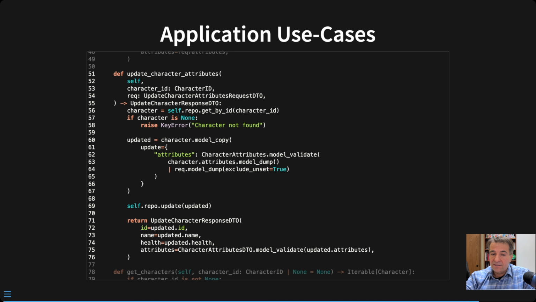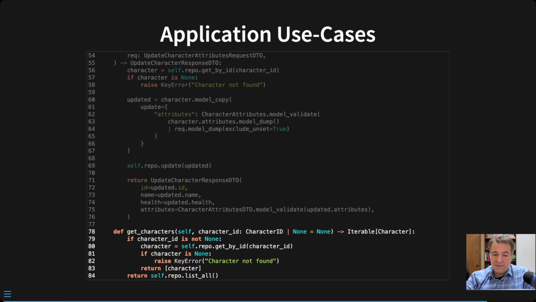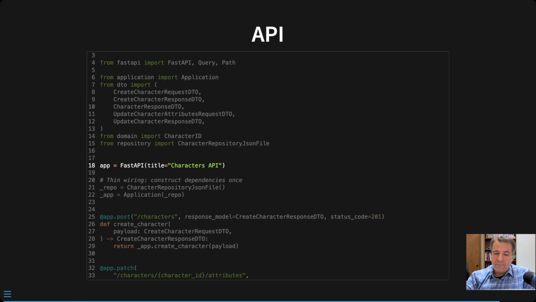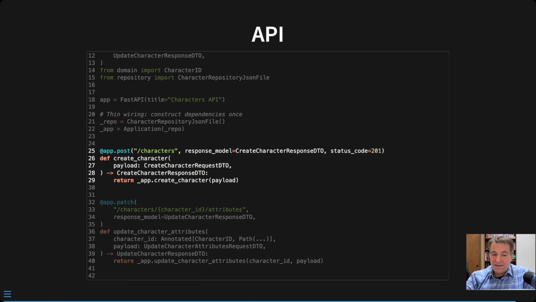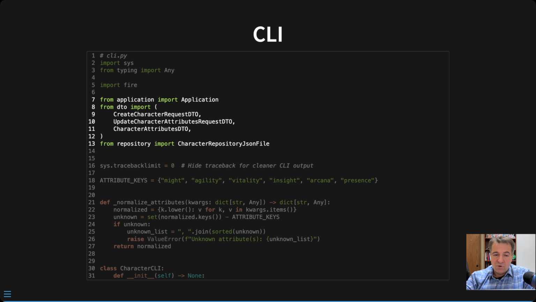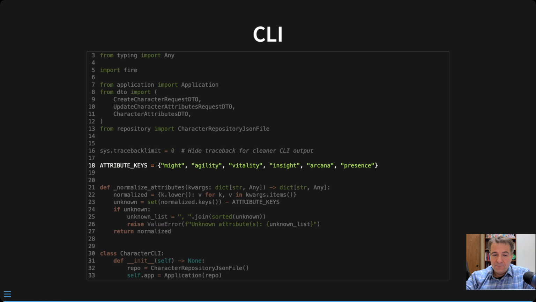Okay, update character attributes. This is the update function. And then get character API. So notice how simple the API is. It's really, we don't have any logic in here. And this is the command line interface as well.